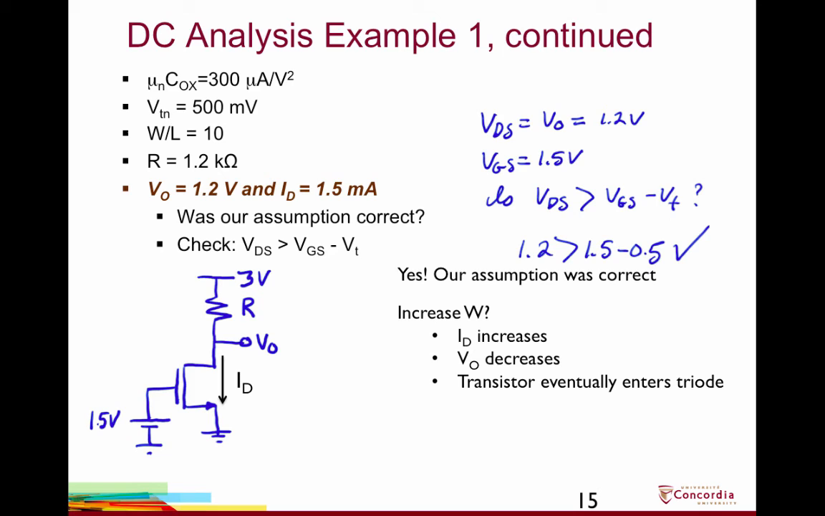What would happen if we increase the resistance? Well, if we increase the resistance, we would also decrease the output voltage. We might see a small decrease in drain current because of channel length modulation, but it won't be significant. Eventually, as we increase the resistance and that output voltage drops, the transistor will enter the triode region.